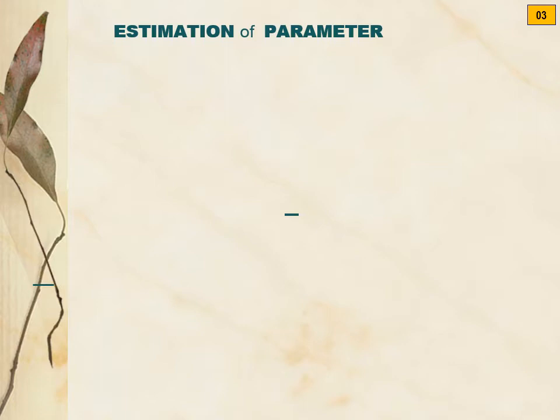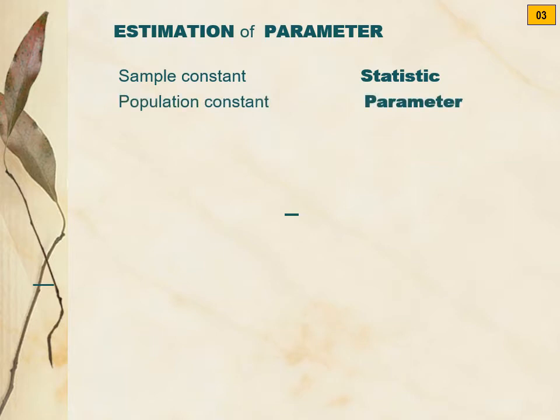You know that the sample constant is known as statistic. If you have a sample, you get its mean. That mean is a statistic. If you calculate its SD, that is statistic. And the population constants is known as parameter. Practically, information with us is statistic, and with the help of that statistic, we try to estimate the population value, the parameter value. That's why it is called estimation of parameter.